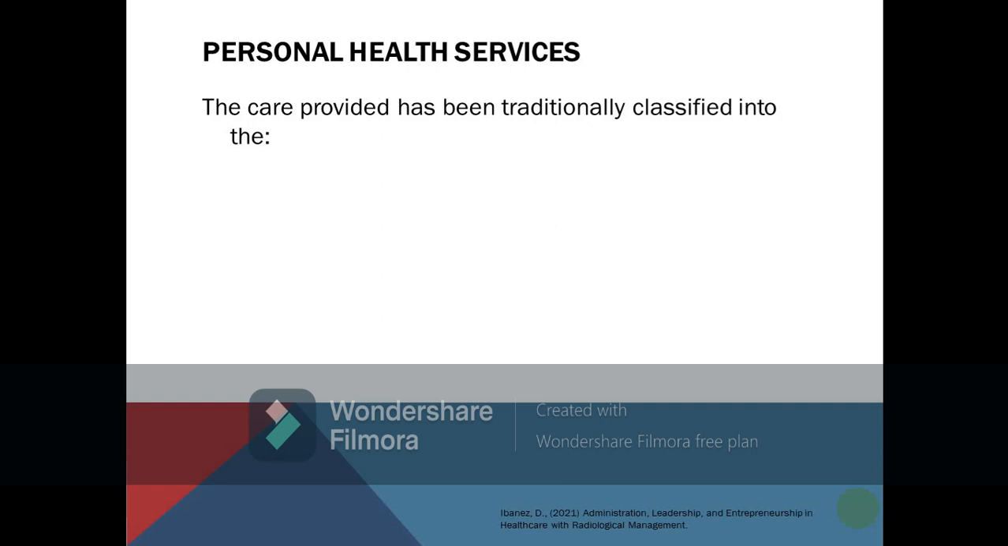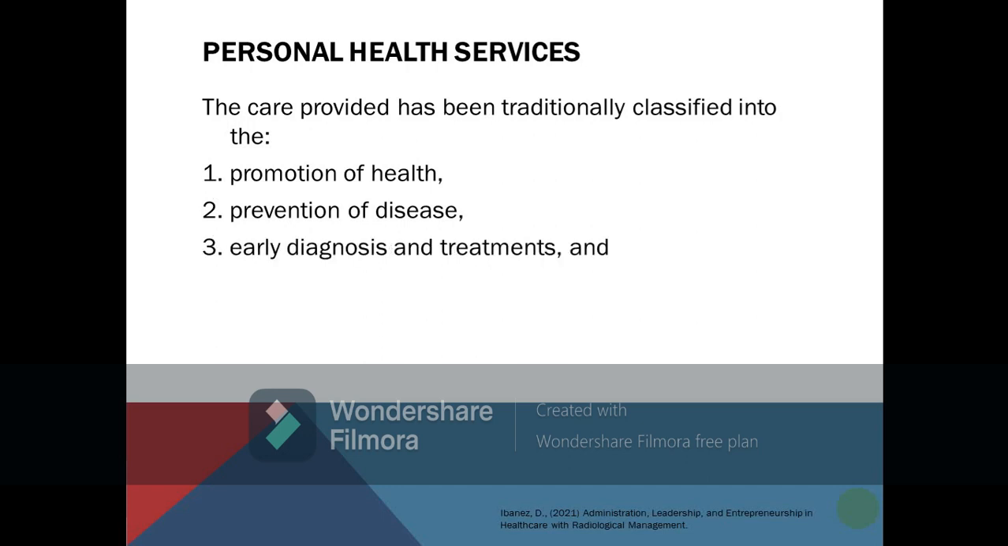Personal health services. Personal health services are the services provided by hospitals, health centers, and nursing homes, apart from privately practicing physicians. The care provided has been traditionally classified into the promotion of health, prevention of disease, early diagnosis and treatments, and rehabilitation.